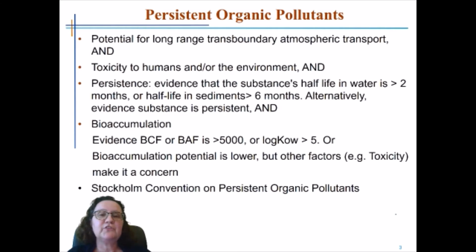So what are persistent organic pollutants? Well, they are chemicals, they have a definition. They are a set of chemicals that have the potential for long-range transboundary air transport. They also, to be a POP, need to show toxicity to either humans or the environment, or both. And they need to be persistent. And there are some specific definitions of how persistent they need to be.